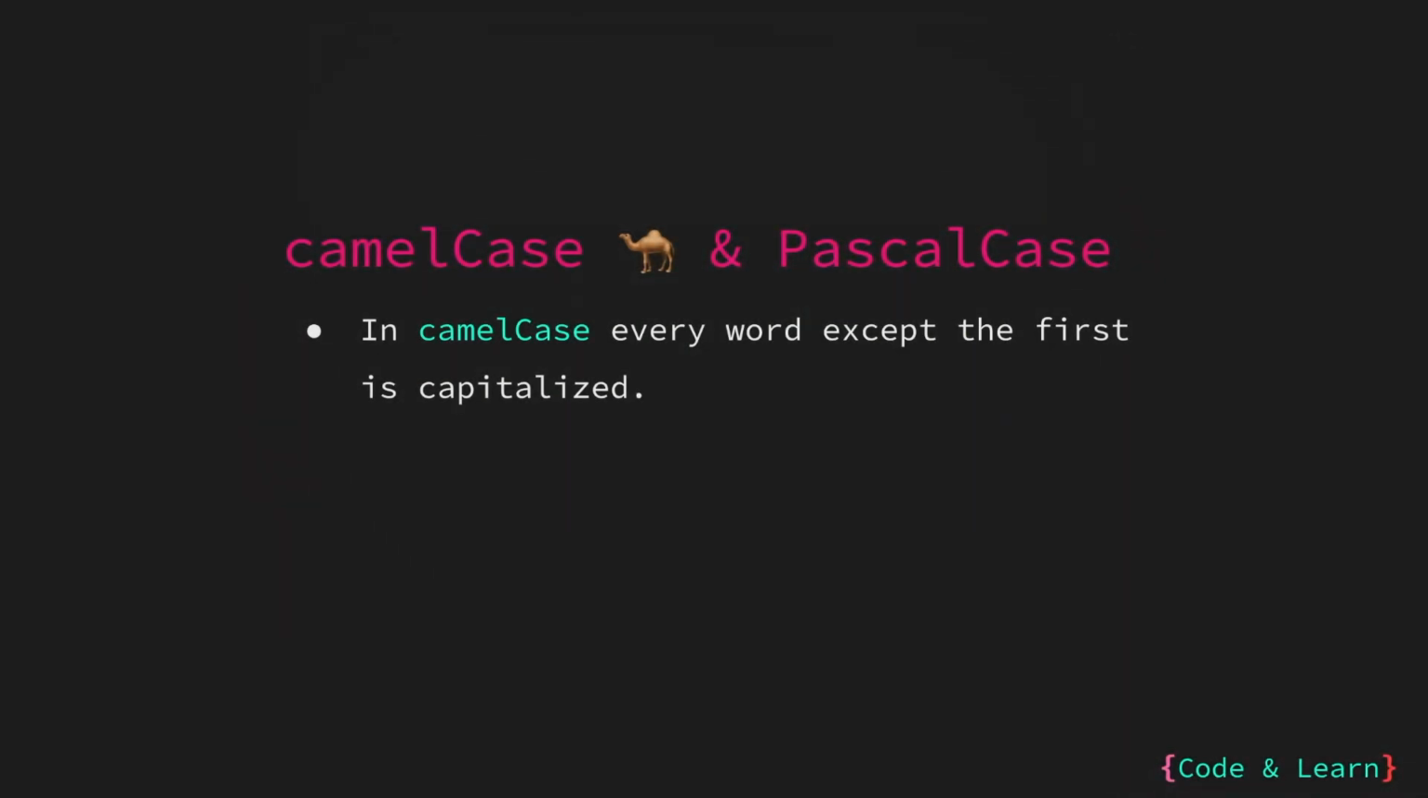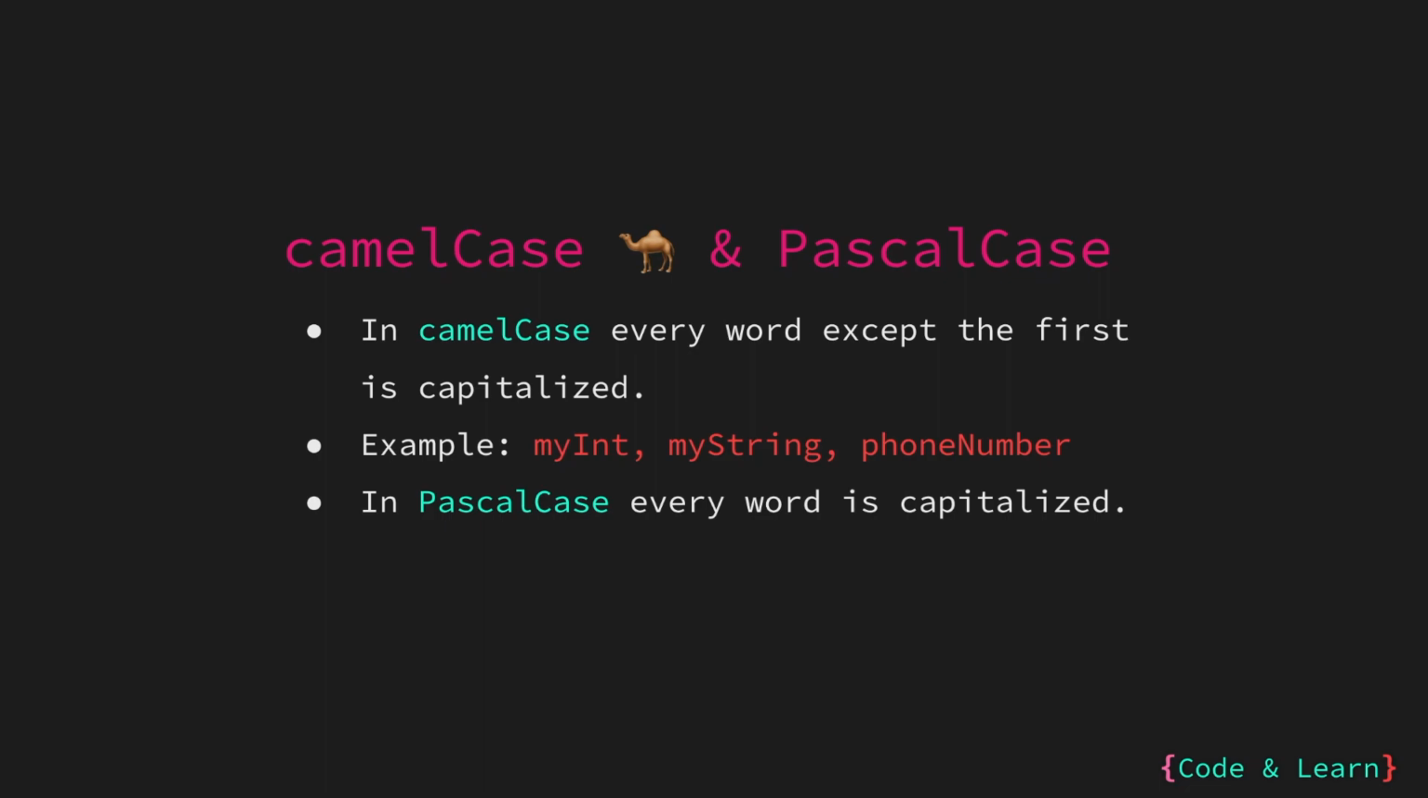In Camel Case, every word except the first word is capitalized. Google Camel Case and you will see why it's called Camel Case. You will need to use a little bit of your imagination. We have a few examples here. As you can see in myInt, myString, and phoneNumber, the starting word is all lowercase, with the rest of the words in the name capitalized. Pascal Case is similar to Camel Case, the difference being that all words are capitalized, including the first one. So is the case with MyString and PhoneNumber.